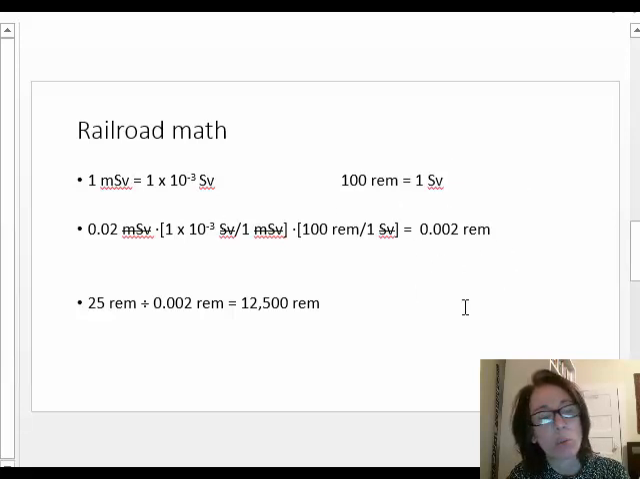When we do the math, we get 0.002 REM, and 25 REM divided by 0.002 REM is 12,500. So we'd have to have 12,500 chest x-rays before we would be able to see this notable effect of white blood cell count decreasing.